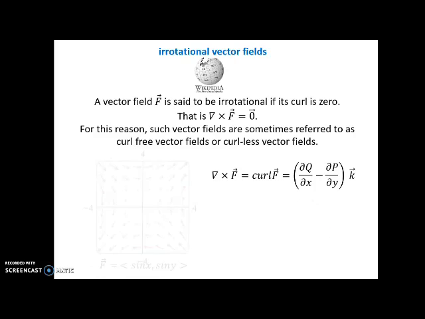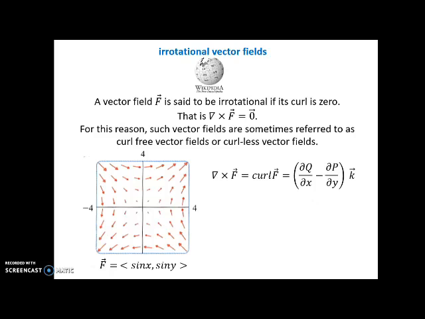Okay, one more example. This one is, I don't know, what do you think? All right, so derivative of q with respect to x, that's sine y, so that's going to be 0, and derivative of p, which is sine x, that's going to be 0 with respect to y. So this one is irrotational, curl-free, conservative, aka independence of path, etc., etc., etc.